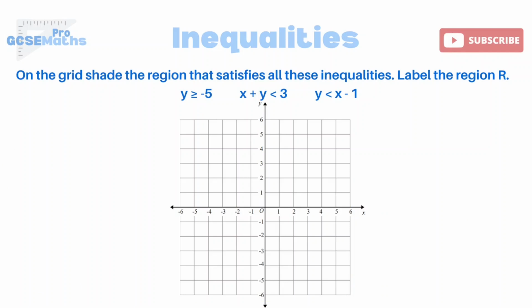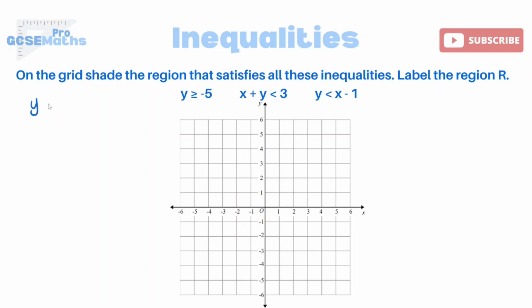Okay, now it's basically the same again. So, the first one we have here, on the grid, shade the region that satisfies all these inequalities. Label the region R. So we've got 3 inequalities again. 2 of them have X and Y and 1 of them is just Y. So that's the easiest one to start with, isn't it?